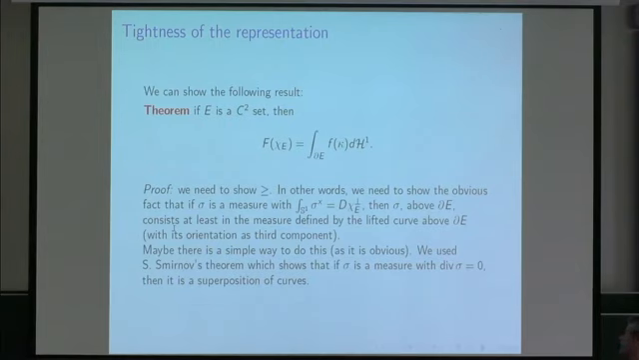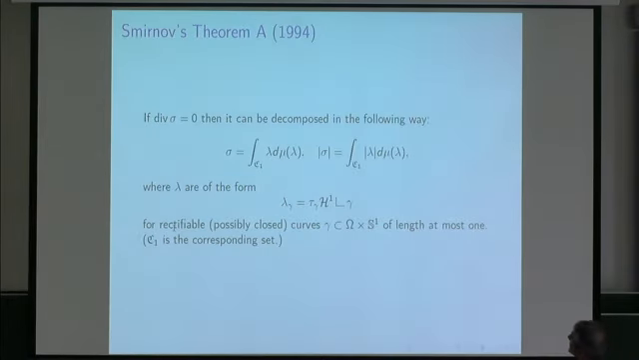It's not very complicated, but it's based on a complicated result, which is very natural, which is a theorem due to Smirnov. And it tells you that any measure with zero divergence, let's say in Rn, is in fact a superposition of curves, of measures representing curves. So the theorem is exactly, one of the theorems of Smirnov is as follows.